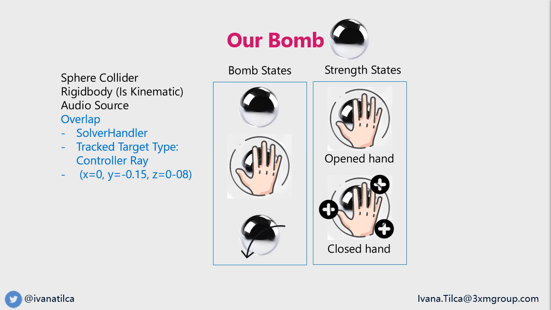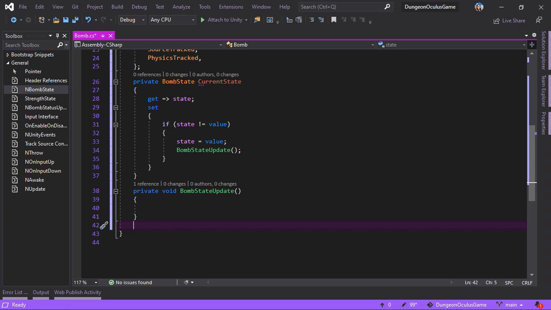So the amount of force used in launching the bomb will be determined by a timer that calculates how long the user has been holding the bomb, and it's going to be bounded by a max value. So if we grab the bomb with our hand closed for longer, it's going to be thrown farther away. If we don't hold it that much time, it's going to be thrown closer to us. So those are the strength states that we are going to be using.